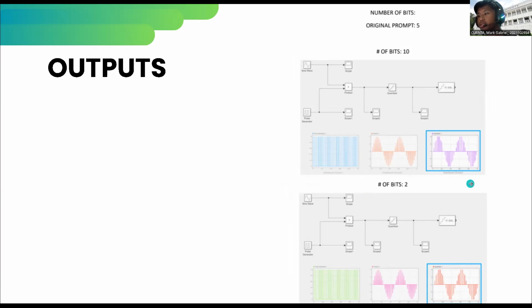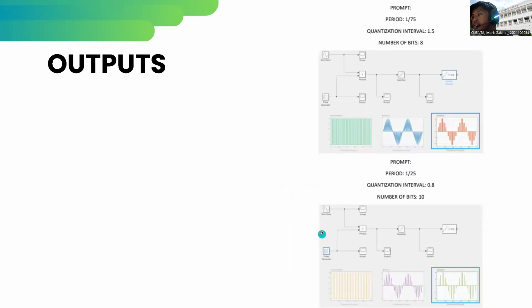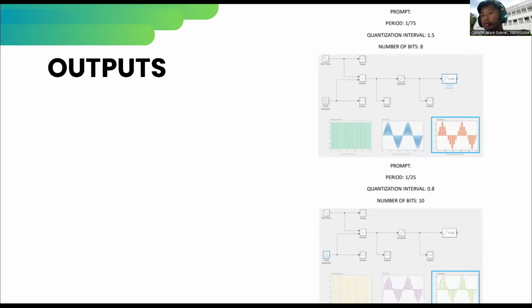Moving on, this last one is the combined parameter changes. In case 1, which is the upper side, I changed the period into 1 over 75, quantization interval of 1.5, and bits of 8. My observation for this is that it has a faster repetition, moderate resolution, but a large interval, resulting in a fast but slightly rough waveform.